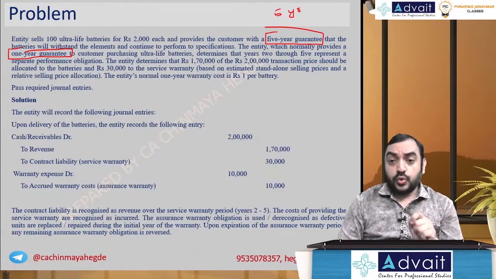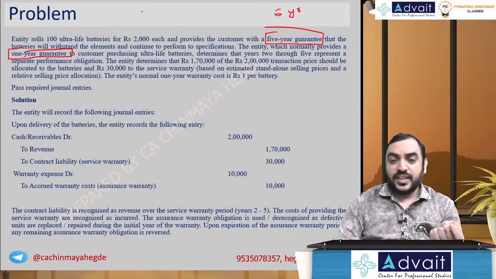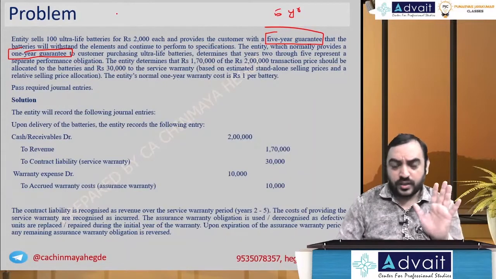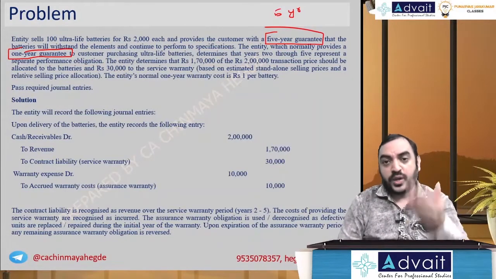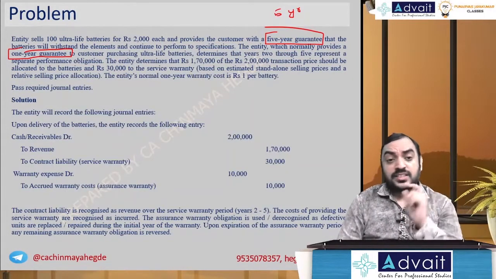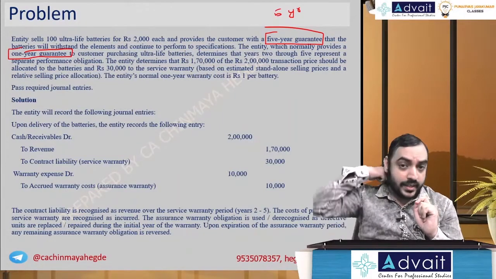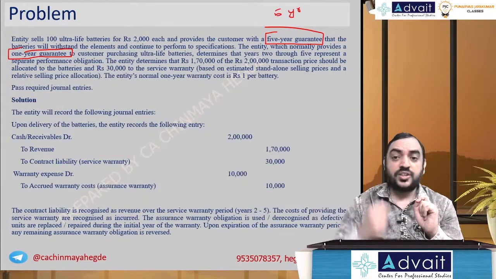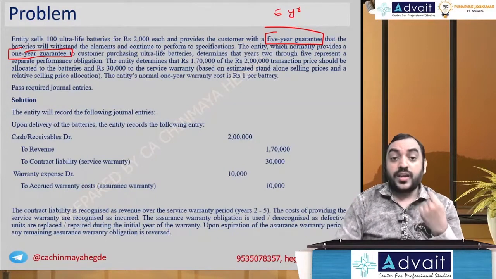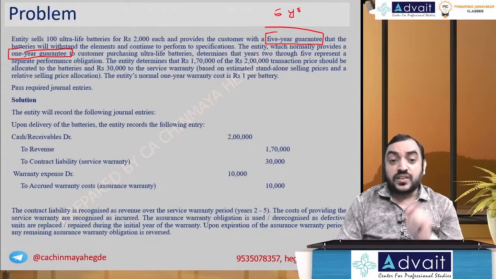Year 2 through year 5. So basically 1 to 5. 1 year is over, remaining 2 to 5. After 1 year till 5 years represents a separate performance obligation. Then it determines that of the 2 lakh transaction price, 1,70,000 should be allocated to the batteries and 30,000 to the service contract, based on estimated standalone selling price and a relative selling price allocation. Entity's normal 1 year warranty cost is rupees 1 per battery.